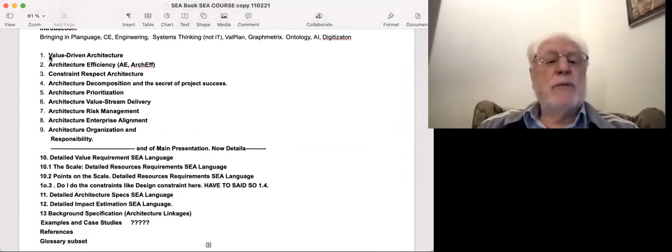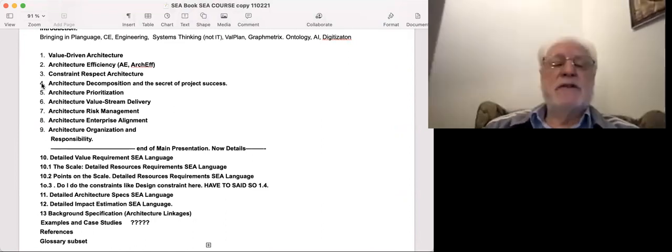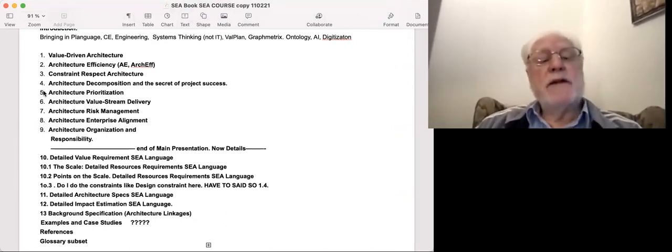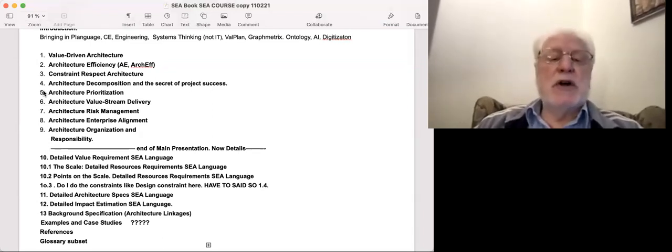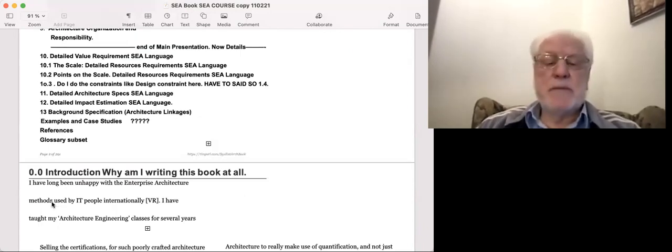Here's an overview. We've been through 1, 2, 3, 4, etc., plus an introduction, 5 sessions. And now we're at chapter 5, Architecture Prioritization. During this, I'm going to refer to chapter 12, Detailed Impact Estimation. And maybe we'll run a session on that later. We haven't quite decided what we do at the end here, but you can at least read about impact estimation tables in chapter 12 in quite some detail.